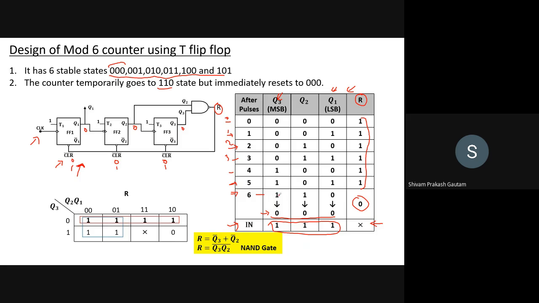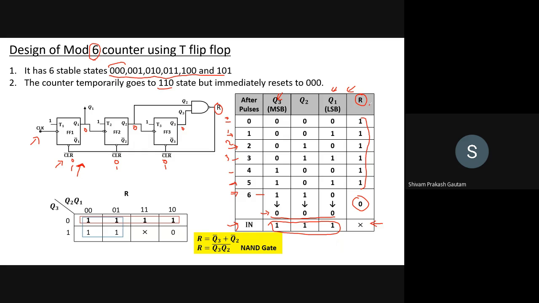Because if it stays in this state, it will be a mod 7 counter. But we want to design a mod 6 counter only, right? So we want that whenever our flip-flop reaches this state, it should automatically reset itself, right?